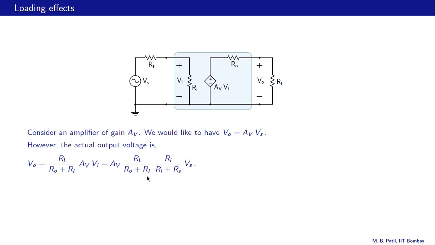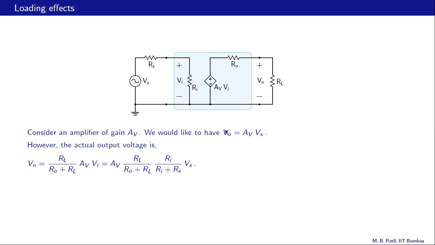This is less than 1, this is also less than 1. So this whole gain is not AV but something less than AV, and that is not desirable. What we would really like is VO equal to AV times Vs. This reduction in gain from AV to this number is referred to as the loading effects.